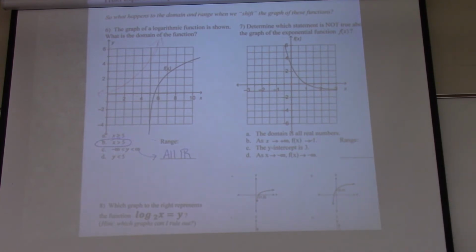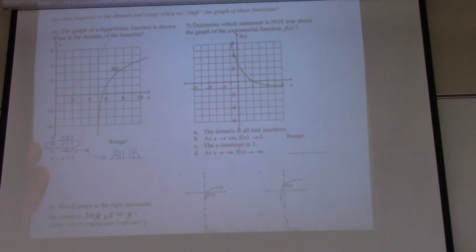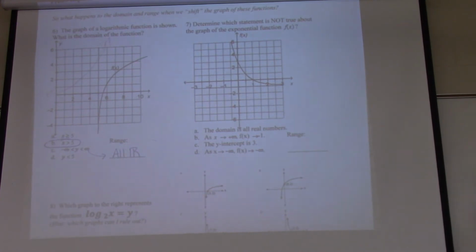Now, what it's saying here in number 7 is determine what is not true about this graph. And this is an exponential, what is this? Decay or growth? Decay, because it's going down, it's decreasing, right? Okay? So, which statement is not true?